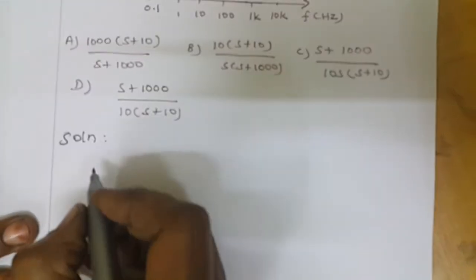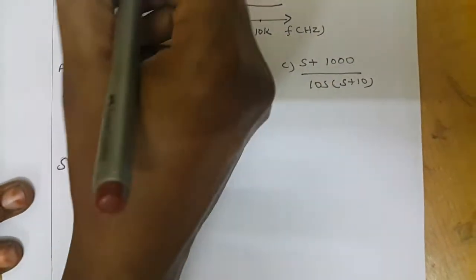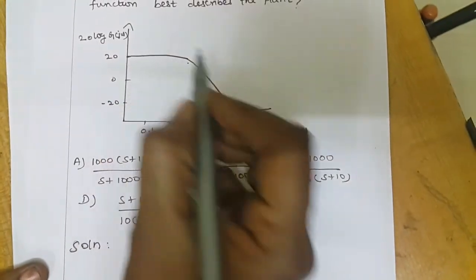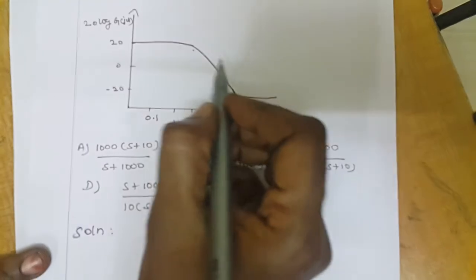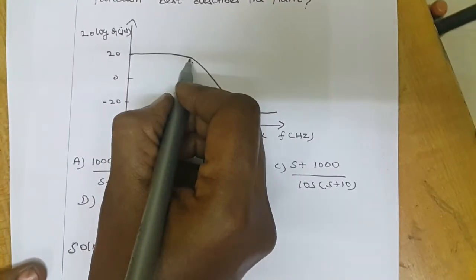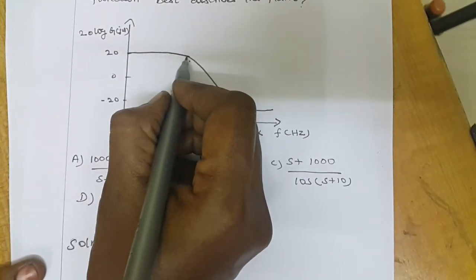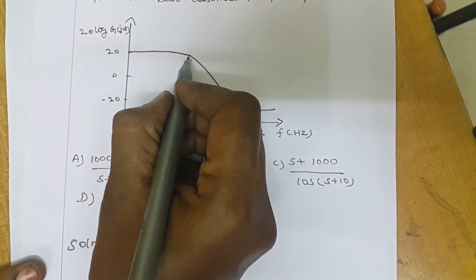Solution. First, we have to consider the initial slope of the Bode plot. This is step 1. From this initial slope, we can find the type of the system.